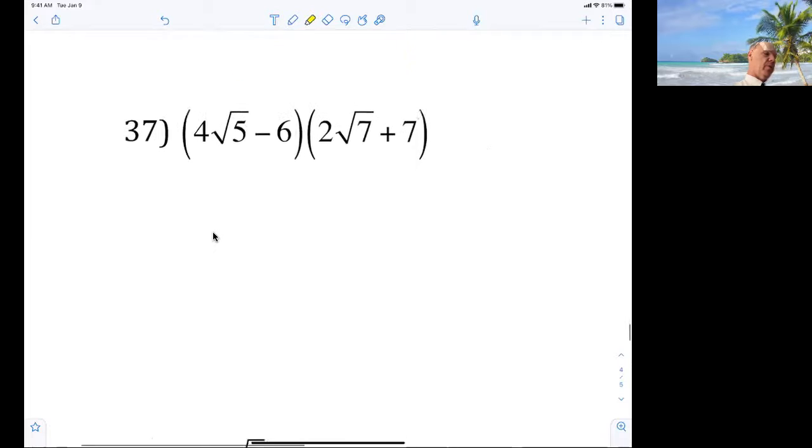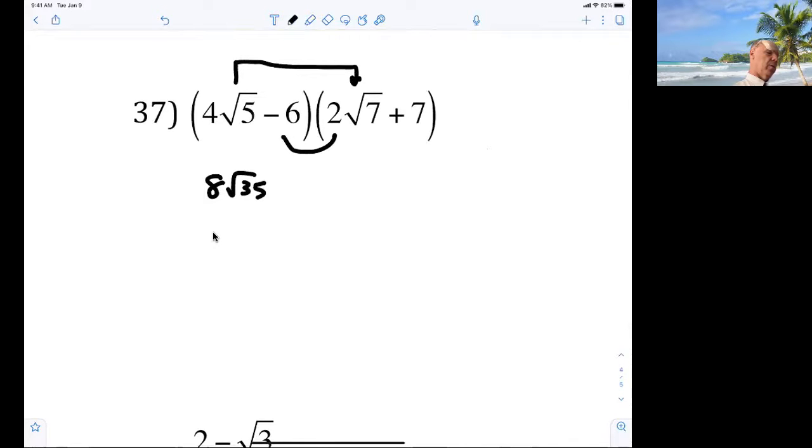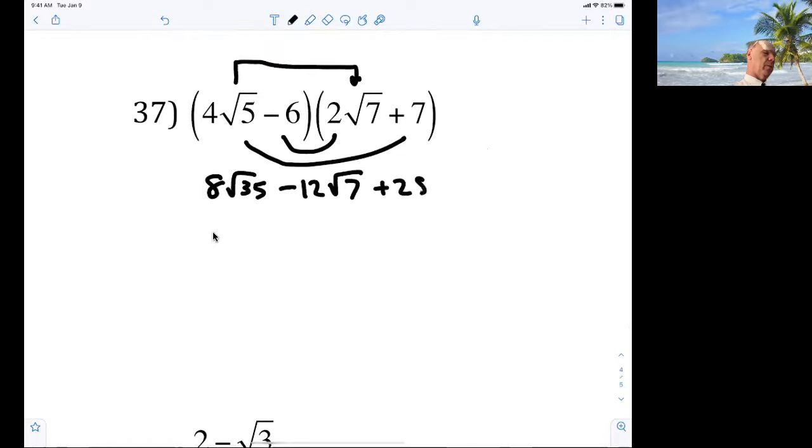All right, here we go. This one's an ugly one. This times this. Somebody tell me what that is. 8 radical 35. First smiley face. 12 minus 12 radical 7. Second smiley face. 28 radical 5, positive. And then it's 42, negative.